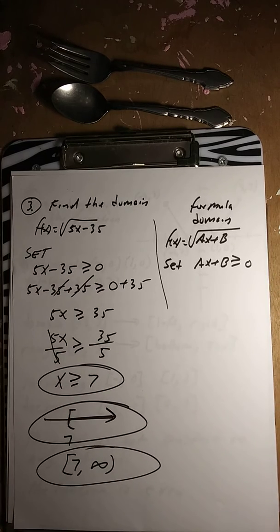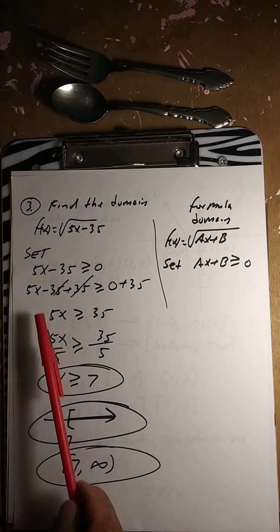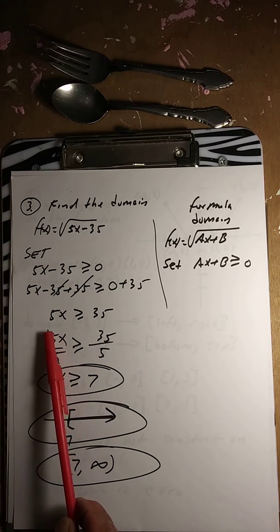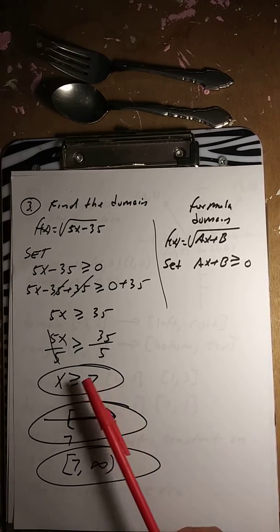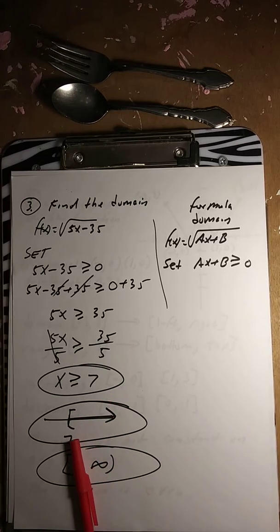Find the domain of this radical function. The formula is: for the domain of a radical function, set ax plus b greater than or equal to 0. So 5x minus 35 bigger than or equal to 0. Add 35 to both sides, so 5x is bigger than or equal to 35. Now divide by 5 on both sides. So x is bigger than or equal to 7, including 7. Or from 7, including it, to infinity.